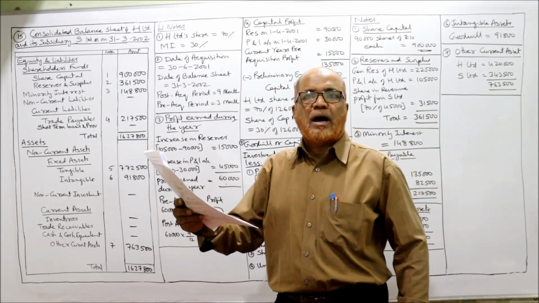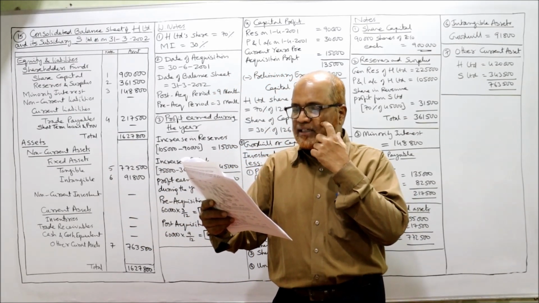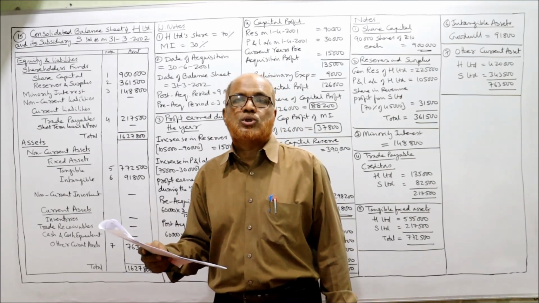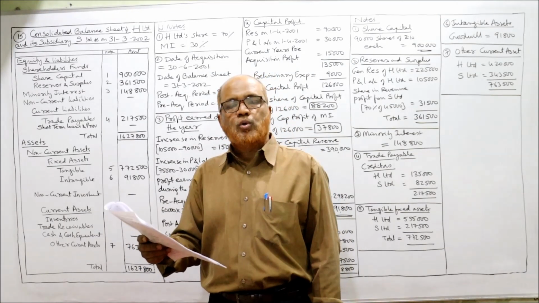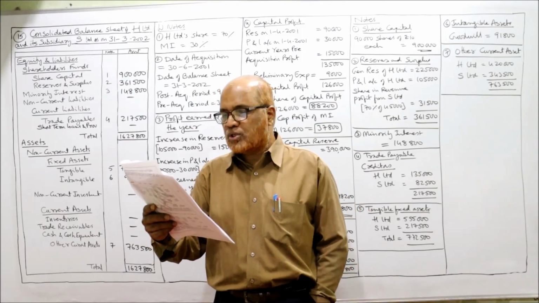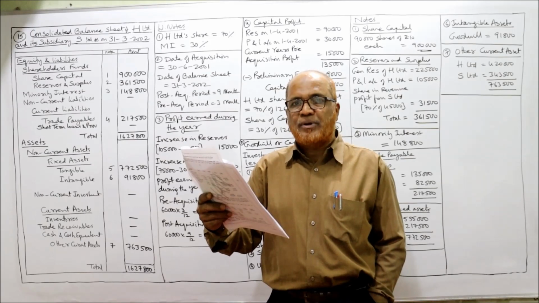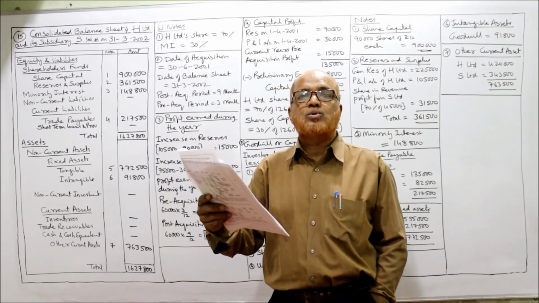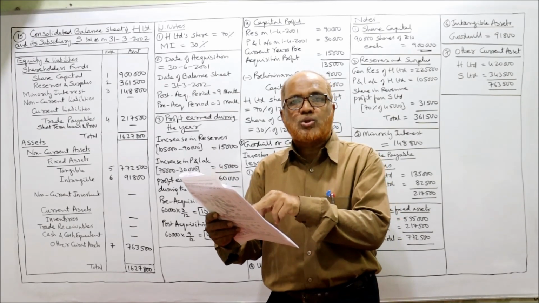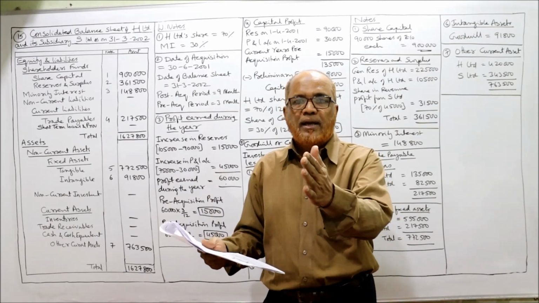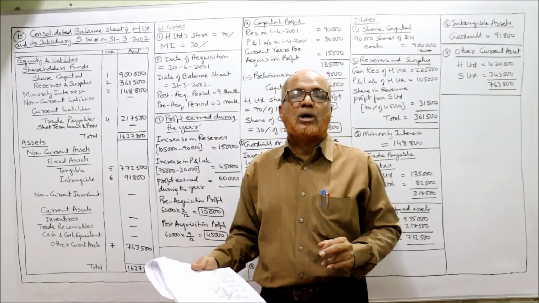The 15th problem I'm reading out. The following are the balance sheets of H Limited and S Limited as at 31st March 2002. So H is the holding company, S is the subsidiary company. The two balance sheets are given on 31st March 2002. H Limited acquired 70% shares of S Limited on 30th June 2001. Our year ends on 31st March 2002, and the holding company has purchased the shares on 30th June 2001.